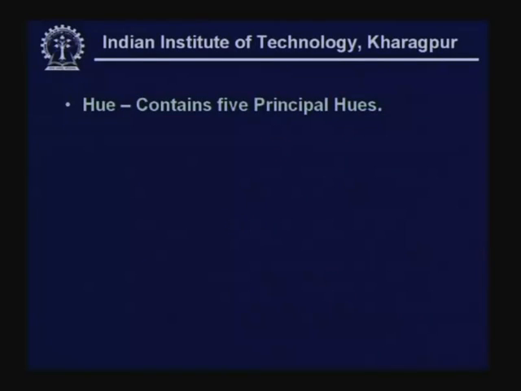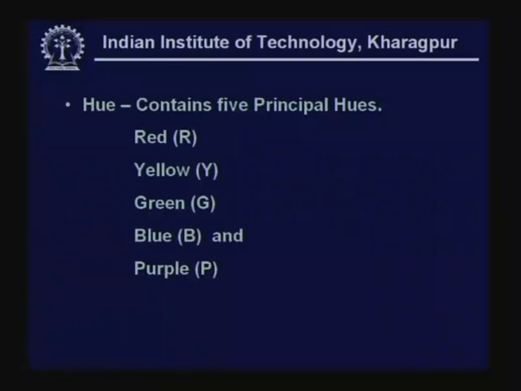Now, hue is again specified in terms of 5 principal hues. They can be broadly, or loosely, the way we refer to colors, they have these hues. You can associate red, which is specified as R, yellow, Y, green, G, blue, B, and purple, P. So, you have 5 principal hues, red, yellow, green, blue, purple, spanning over the visible spectrum.